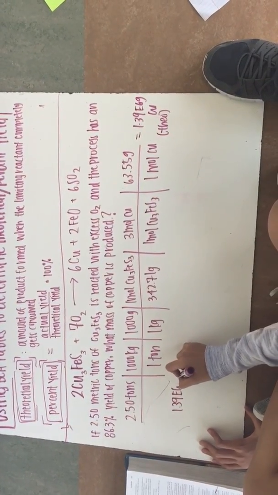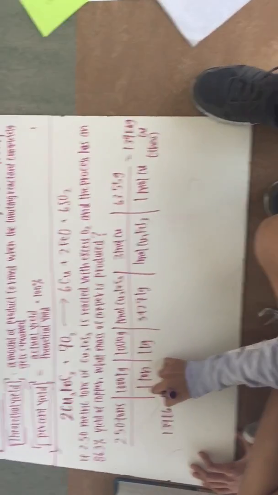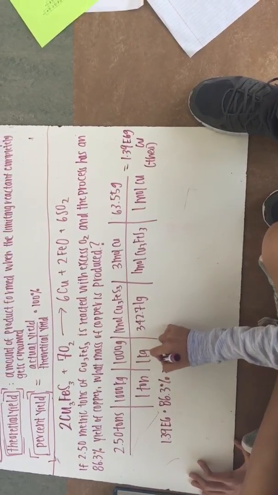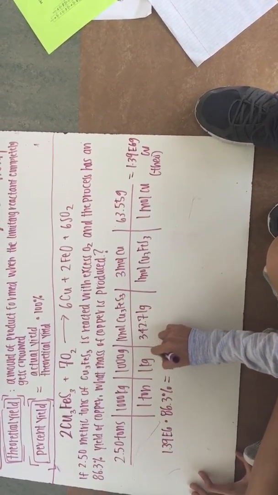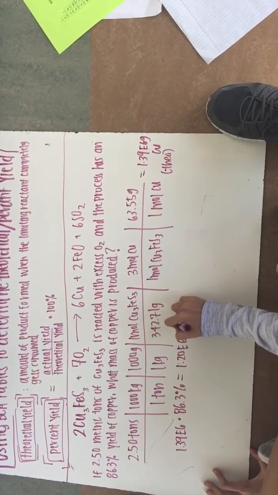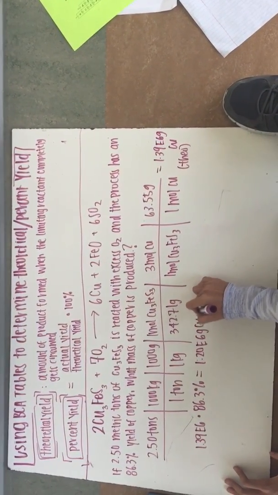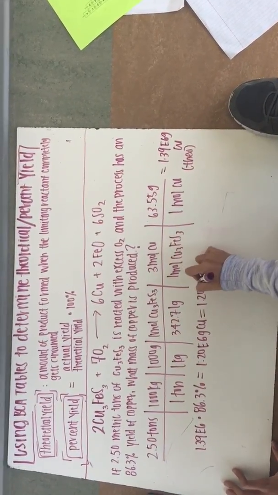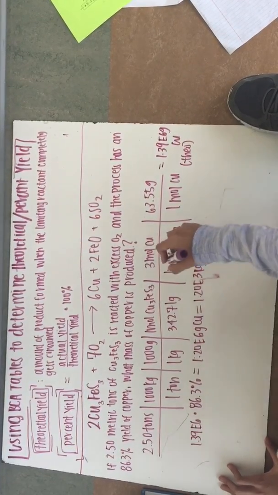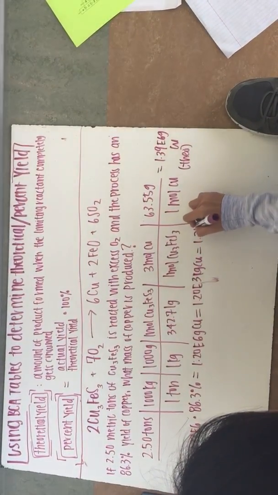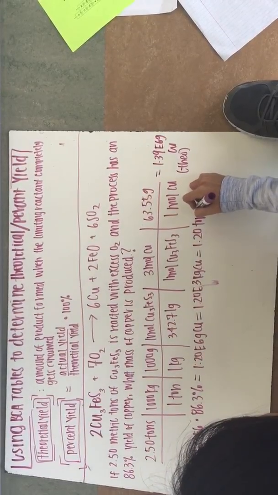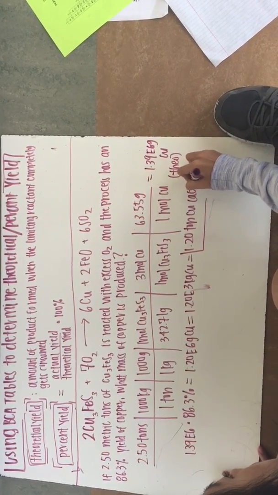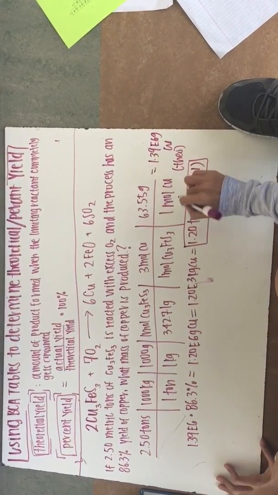So what you would do is multiply this by 86.3%, which gets you to 1.2 times 10 to the 6th grams of copper, which you can simplify to 1.20 times 10 to the 3rd kilograms of copper, which can be simplified even further to 1.20 tons of Cu, which is the actual amount of Cu produced.